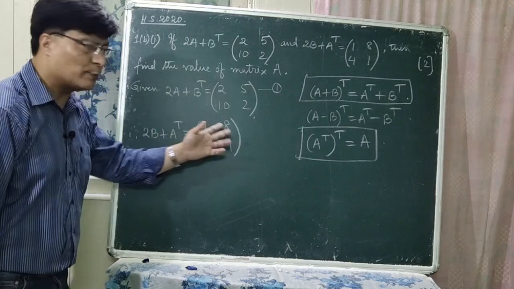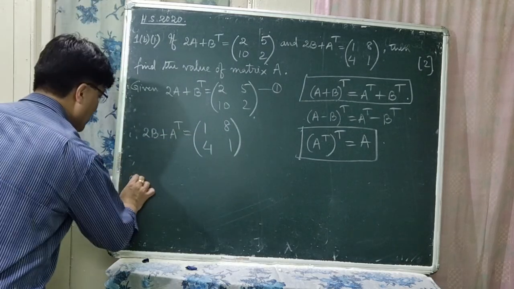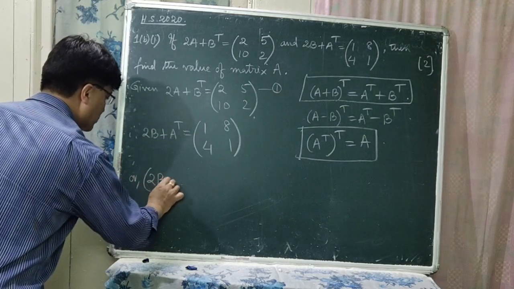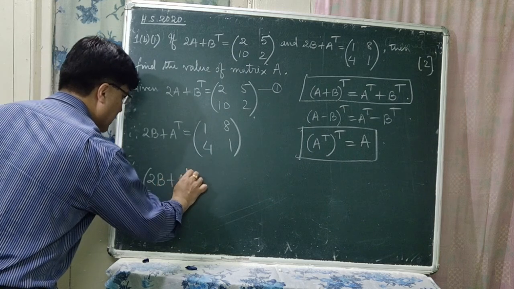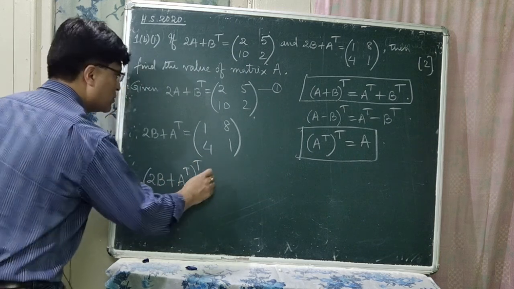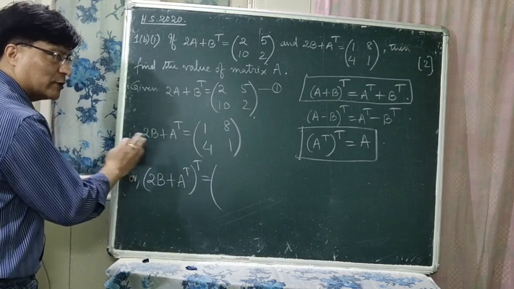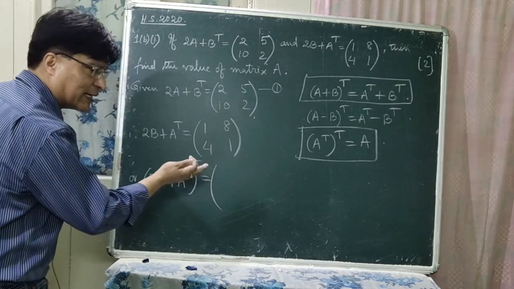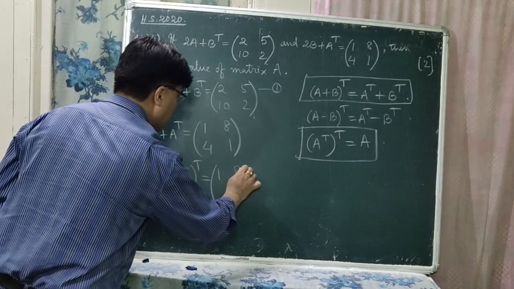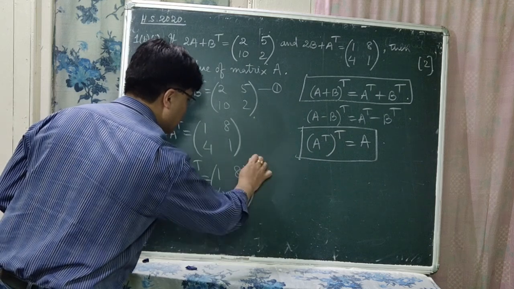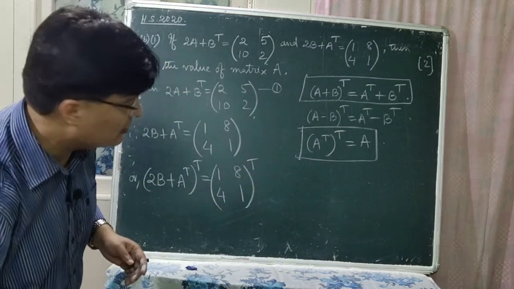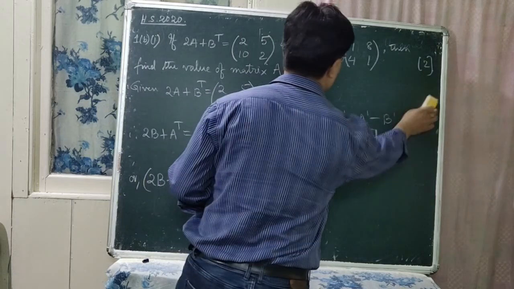Let us transpose both the sides. What do we get? (2B + A) transpose is equal to, if you transpose the left hand side, you should transpose the right hand side as well. So this is [[1, 8], [4, 1]] whole transpose. Is that clear? So let us simplify it first.